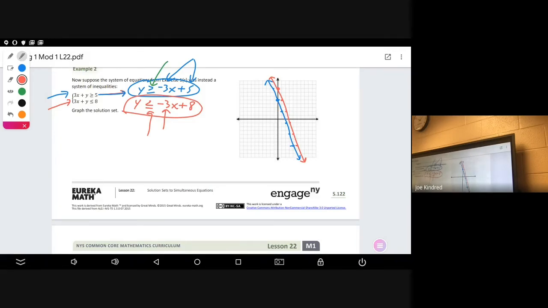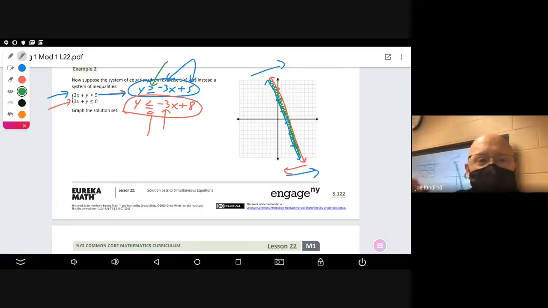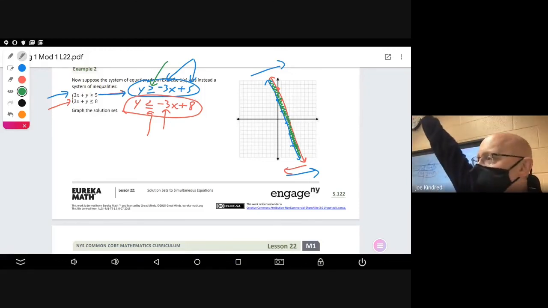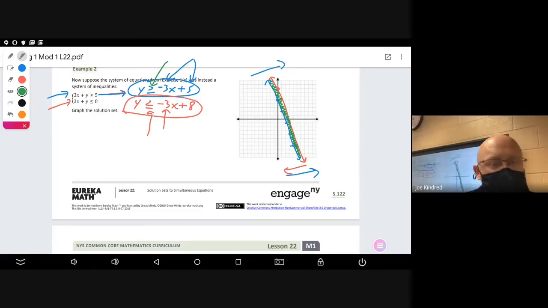Okay? Where is the solution set? Well, in blue, we're going that direction. In red, we're saying it's this direction. So the solution is actually here in the middle, where they intersect. The solution to this system of inequalities is where their regions intersect. Show of hands if you see that. Okay?